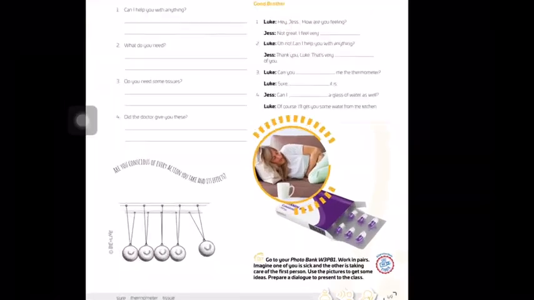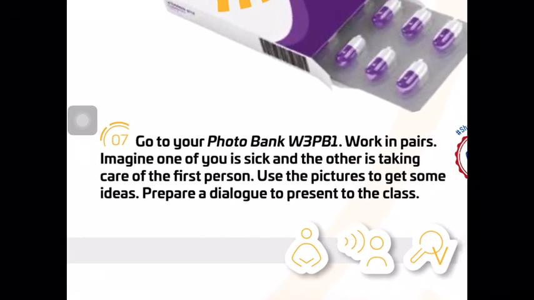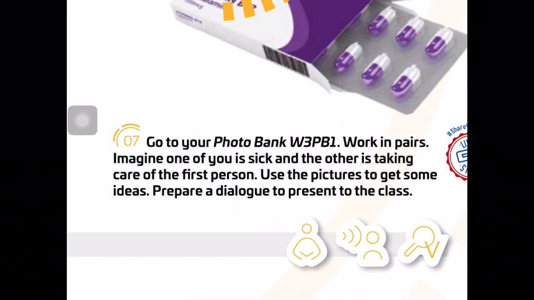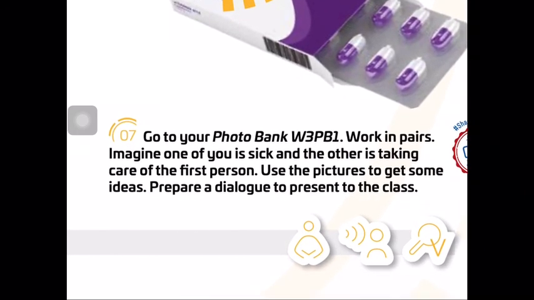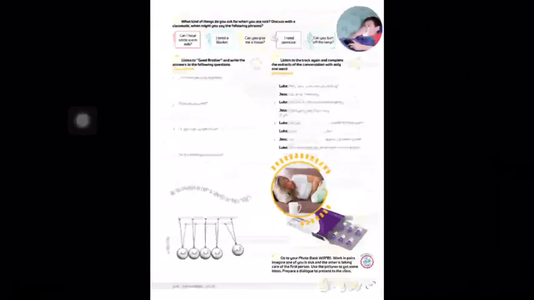Okay. Exercise 7, go to your photo bank, week 3, photo bank 1, and then you have to imagine that you are sick, okay, and then somebody is taking care of you. We are going to do this activity in the virtual class. Okay, I will give you the pictures so you can do this exercise. You have to prepare a dialogue. Okay, there is one person that is sick and the other person is taking care of that sick person.